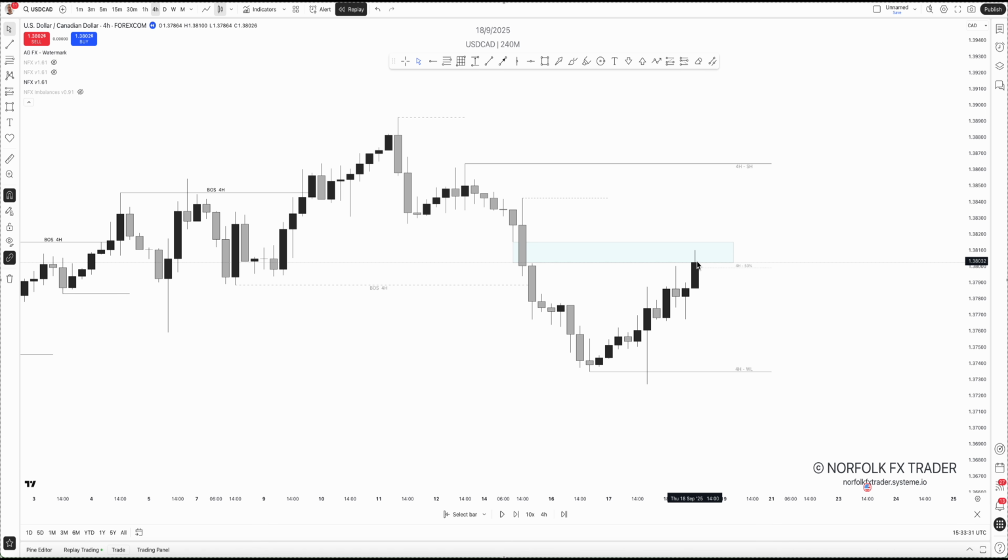Where do we push up to next? The next internal area of liquidity being that imbalance. 50% fill. This could create a pullback again. Let's see what happens on the next candle. We get a pullback to fill this current move to the upside. Now we want to see the next push through. Let's see if we can get that push through.